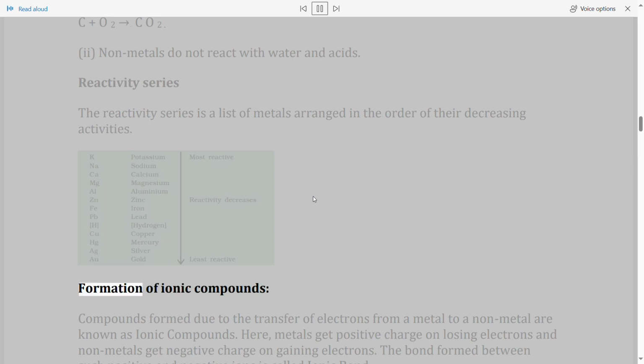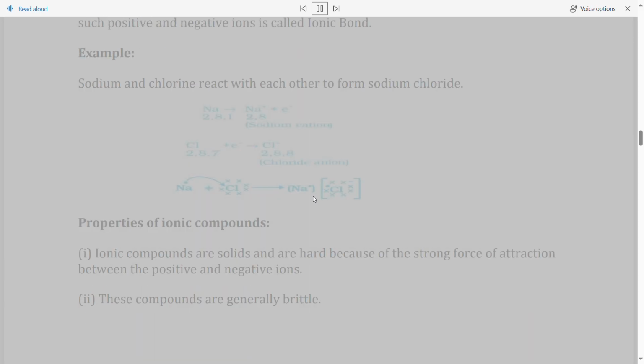Formation of ionic compounds. Compounds formed due to the transfer of electrons from a metal to a nonmetal are known as ionic compounds. Here, metals get positive charge on losing electrons and nonmetals get negative charge on gaining electrons. The bond formed between such positive and negative ions is called ionic bond. Example, sodium and chlorine react with each other to form sodium chloride.